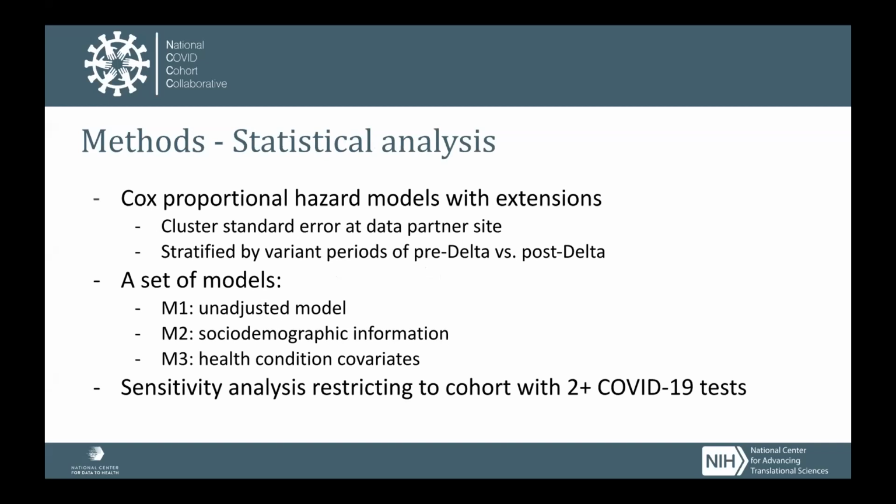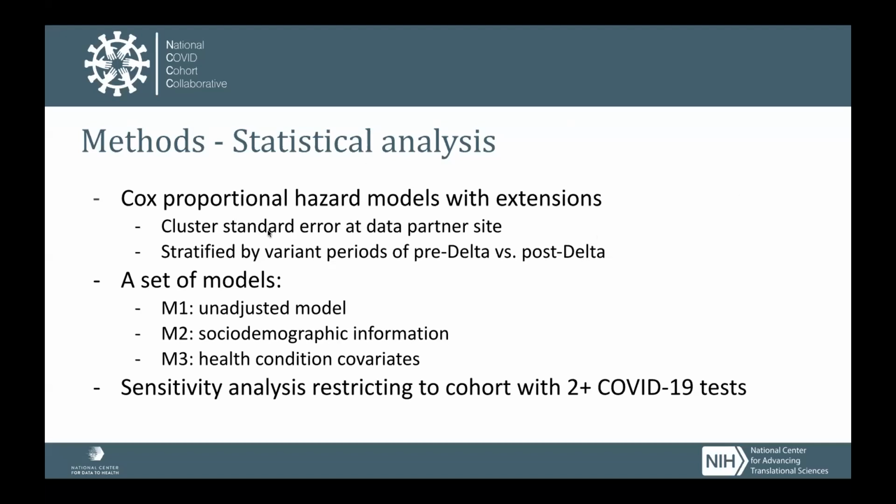We use the Cox proportional hazards model with extensions for our study. We clustered the standard error at data partner site, and we stratified our study by the Delta variant periods, which is pre-Delta and post-Delta, on June 20th, 2021.